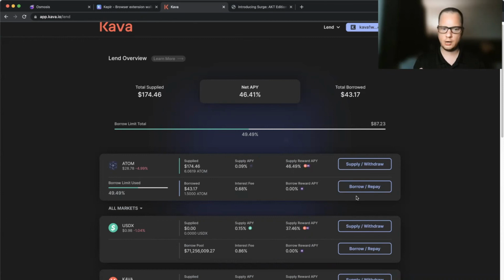I also brought over 9 AKT tokens just to demonstrate how to do that. And those 9 AKT tokens will now be positioned for the Kava Surge event for the AKT token when that goes live on February 25th, barring any setbacks.